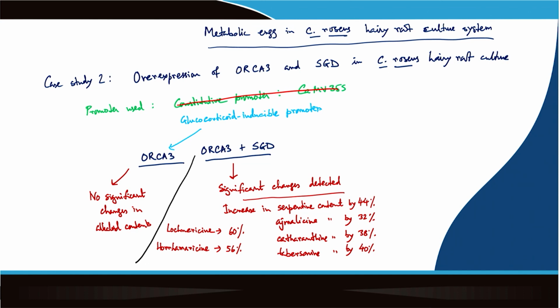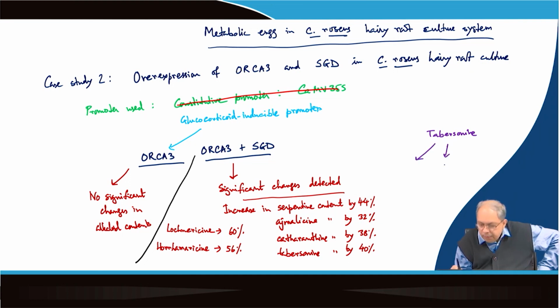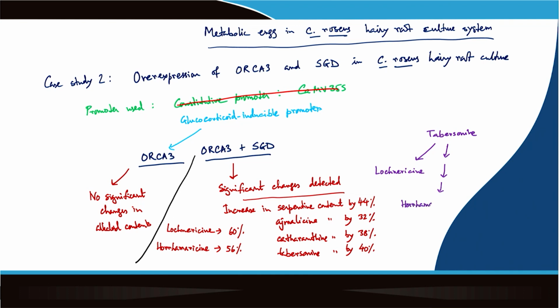Now, this is very interesting because this is root, and what I said yesterday, that if we briefly look into the pathway, that is this tabersonine in root, tabersonine is not converted into vindoline. Instead, a different pathway operates in roots that leads to the formation of lochnericine and horhammericine.